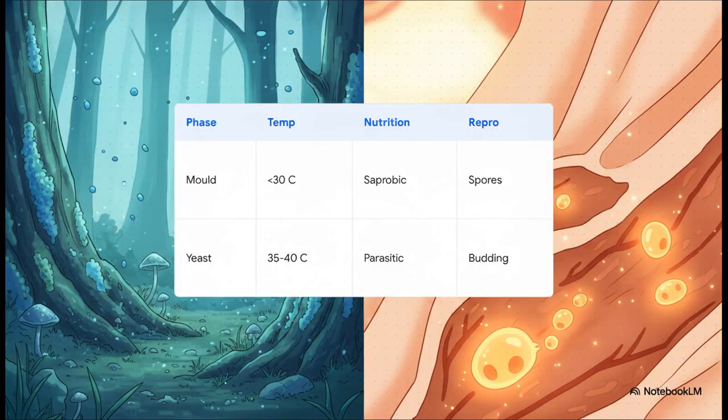Now, you might be wondering, what exactly drives this transformation? Well, temperature is the primary trigger here. When it's out in nature, in temperatures below 30 degrees Celsius, the fungus is in its mold phase. It's saprophytic, meaning it just peacefully feeds on dead organic matter and reproduces by throwing spores into the wind. But when that exact same fungus enters a host where the temperature hits that 35 to 40 degree sweet spot, like the 37 degrees of the human body, everything changes. It shifts into the yeast phase. It becomes parasitic, feeds off the host, and multiplies super fast through a process called budding.